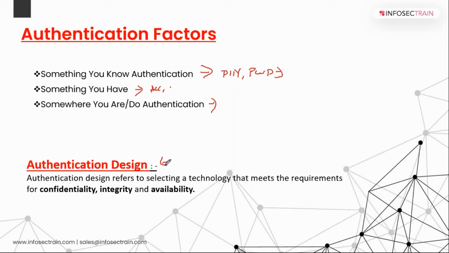Authentication design refers to meeting the requirements of confidentiality, integrity, and availability. They are maintaining your CIA triad. Confidentiality in terms of authentication is very critical, because what if account credentials are leaked? An actor can impersonate that account, and whatever rights you have on the account or the system are leaked, so confidentiality is not maintained, isn't it?